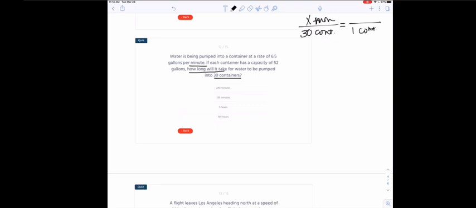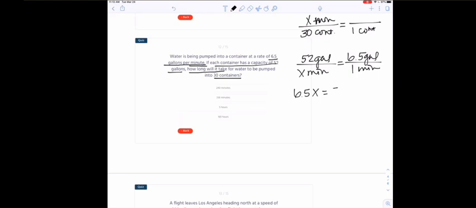Okay, we don't know that. It doesn't tell us that. But it does tell us that it pumps 6.5 gallons per minute and that each container has 52 gallons. That's going to tell us how much time it'll take to do one container. One container is 52 gallons. How many minutes does it take if it's 6.5 gallons for every 1 minute? So let's cross multiply. X times 6.5 is 6.5x. 52 times 1 is 52. If I divide by 6.5.